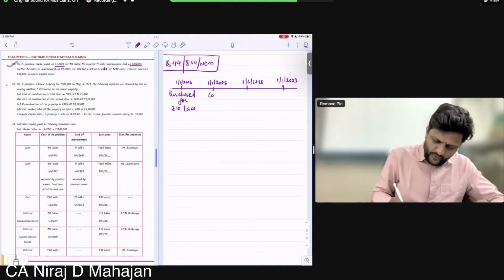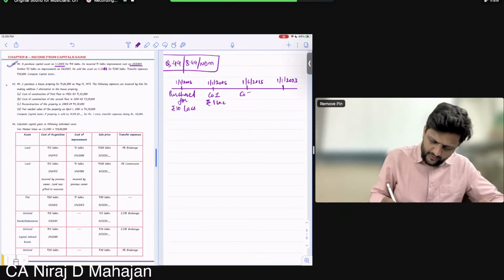So here we have COI. COI is cost of improvement of rupees, how much? 1 lakh over here. And here we have COI of rupees 2 lakhs. And lastly, on 1/1/23, he sold the asset for rupees 2 crores. Correct here?